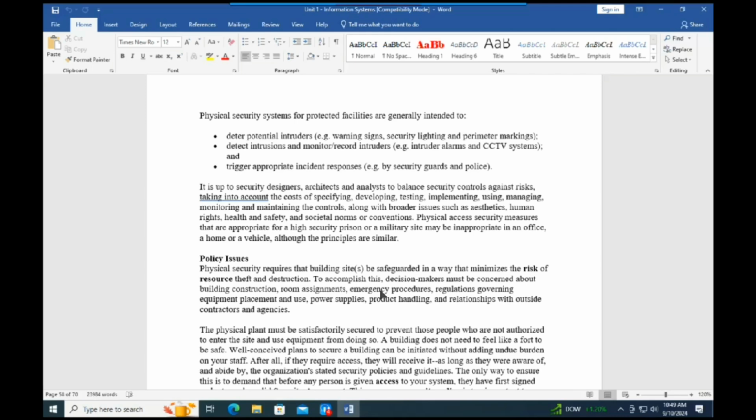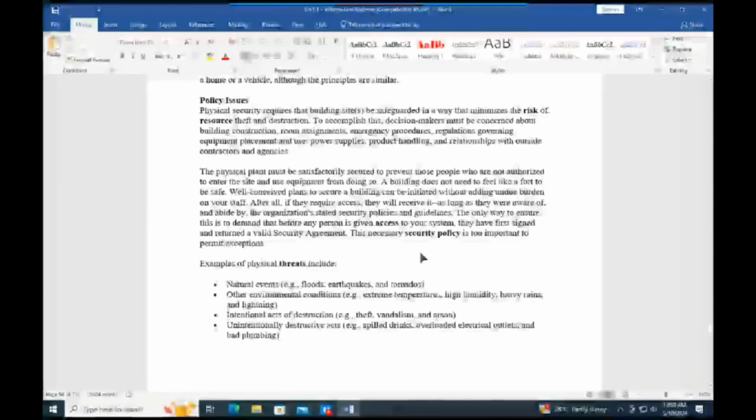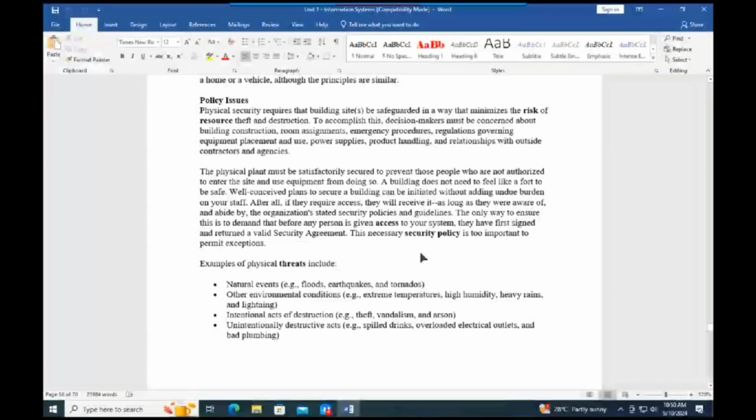The second is to detect intrusions and also to monitor and keep records of the intruders. For example, we have intruder alarms that will detect when somebody intrudes, and we also have CCTV systems that are going to keep records of the intruders. The third intention is to trigger the appropriate incident response. For example, if an alarm goes, that alerts the security guards and the police, and they can come in and send a response. That is physical security.